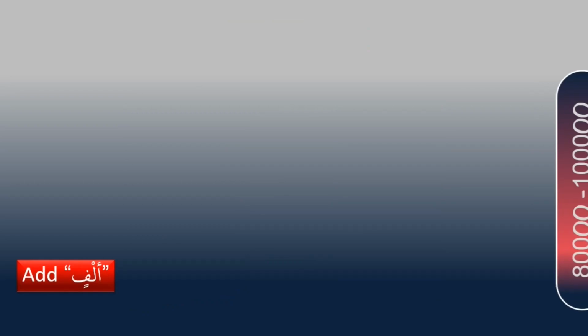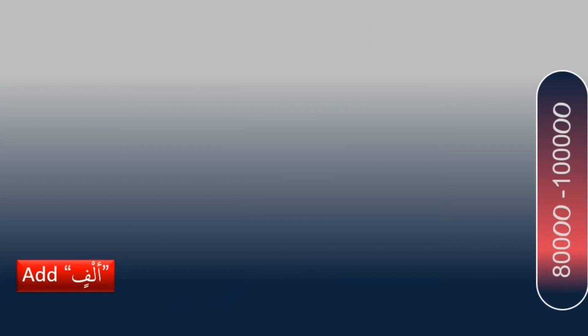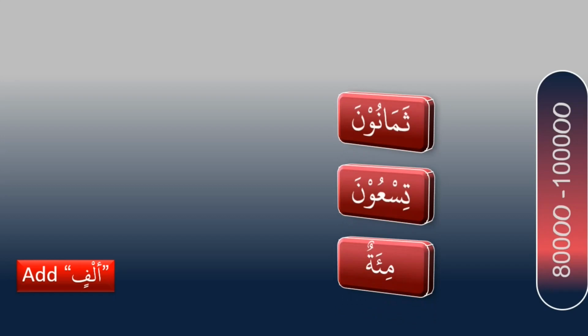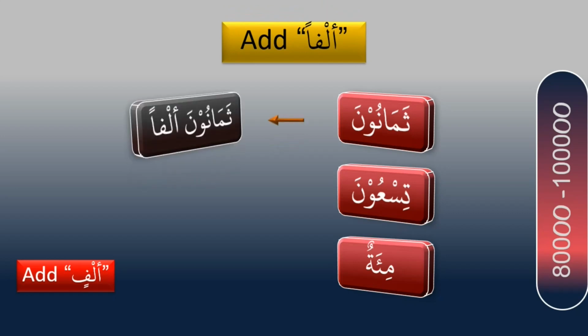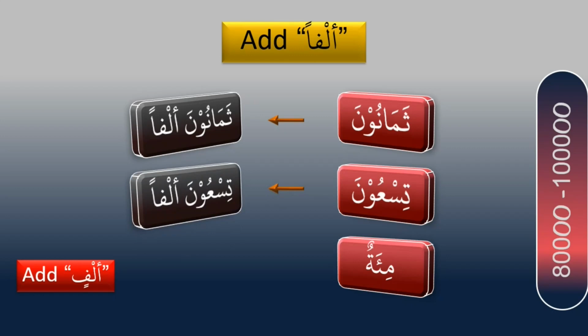Now to create numbers from 80,000 till 100,000, we are going to take Thamanun, 80, Tis'un, 90 and Mi'atun, 100. And similarly we are going to add alfan at the end of these numbers. So thamanuna alfan, 80,000. Thamanun is 80. I add alfan at the end, so I got thamanuna alfan. Similarly, if I add alfan at the end of tis'un, I get tis'una alfan. Tis'un is 90 and tis'una alfan is 90,000.